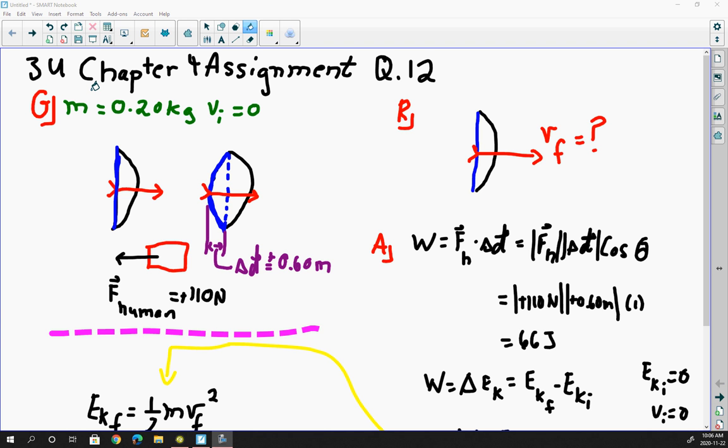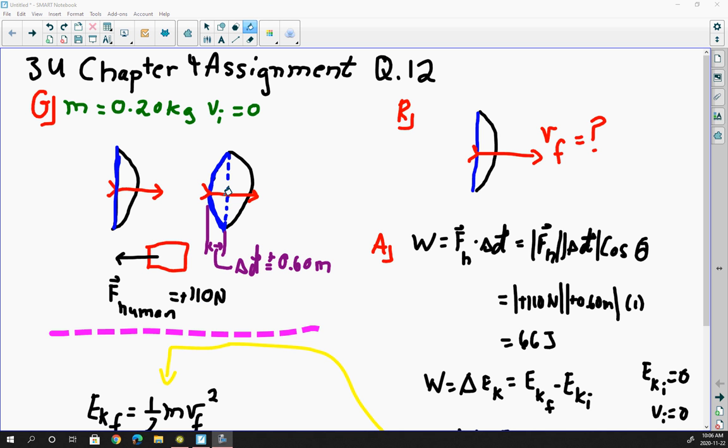Okay, so 3U Chapter 4 Assignment Question 12. You've got an arrow. I've drawn it here in red. Here's the mass, 0.20 kilograms. At this point right here, what's happening is a human being is pulling the arrow back on the string. The human being is using a force of 110 newtons.